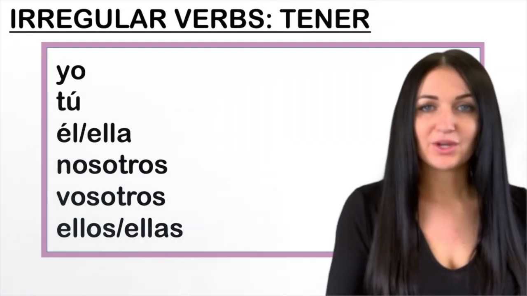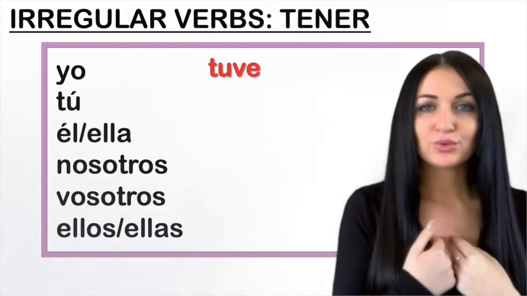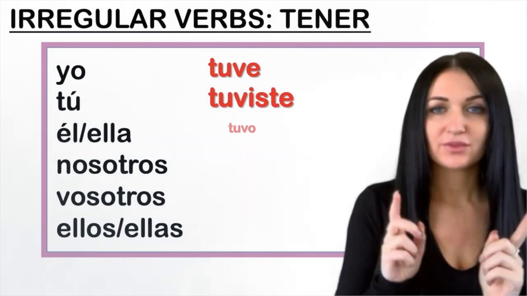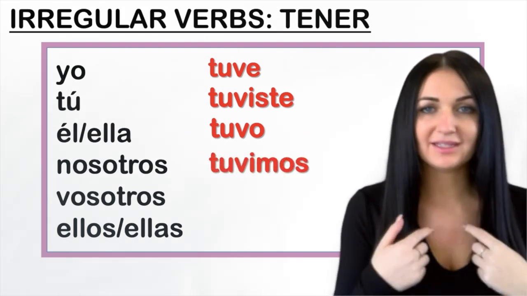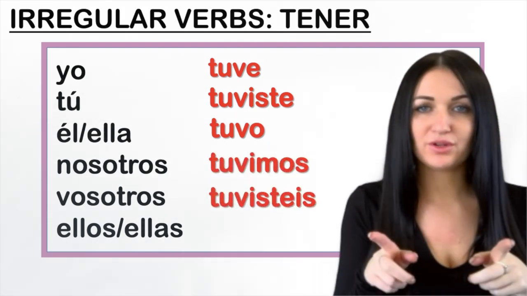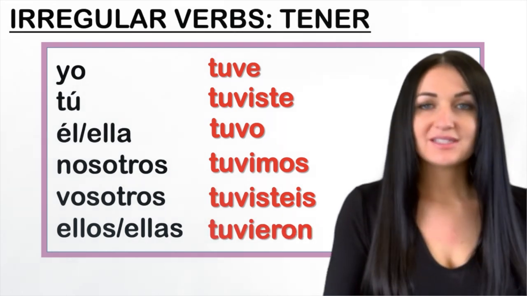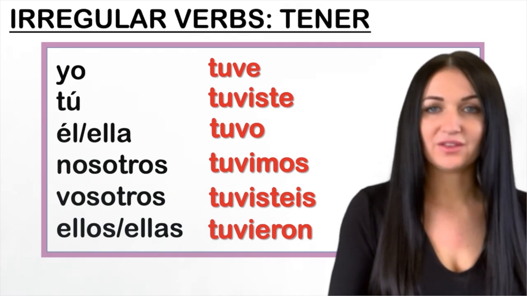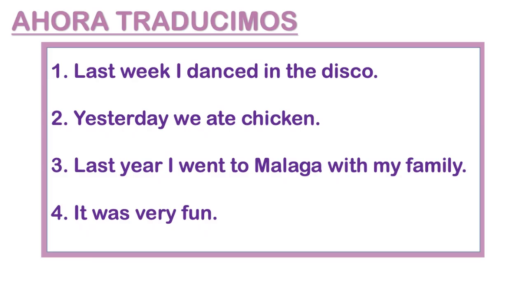And the last irregular verb we're going to look at is the verb tener, which means to have. Tuve, I had. Tuviste, you had. Tuvo, he or she had. Tuvimos, we had. Tuvisteis, you plural had. And tuvieron, they had. Notice that the irregular verbs in the preterite tense don't need the accents in the first and third person like you do in regular verbs.